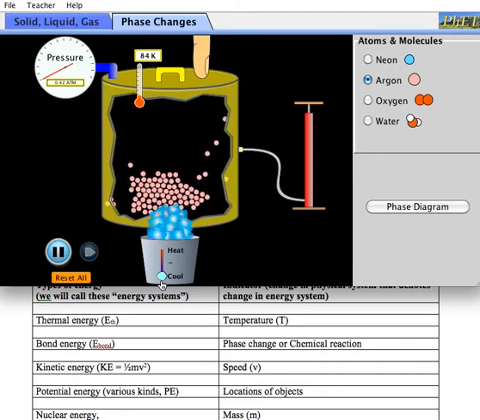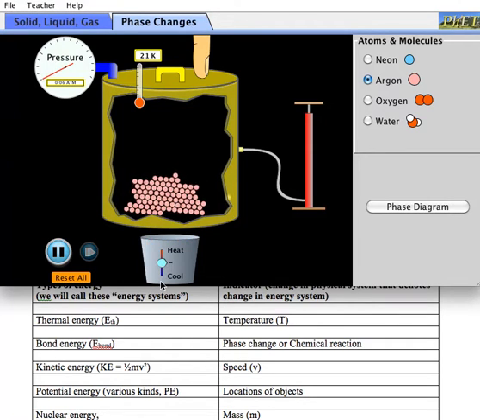If I cool it off more, you know what happens? Make another phase change. This is to a solid. And for this one, in the solid, the number of bonds is close to the total number that I could make. And there's just no way to make any more bonds.